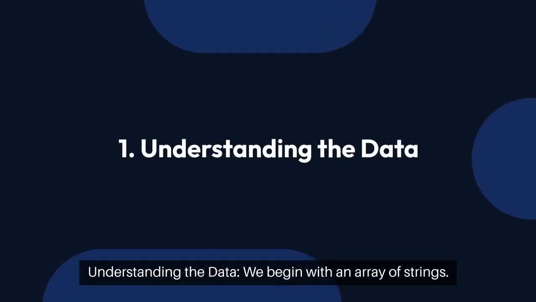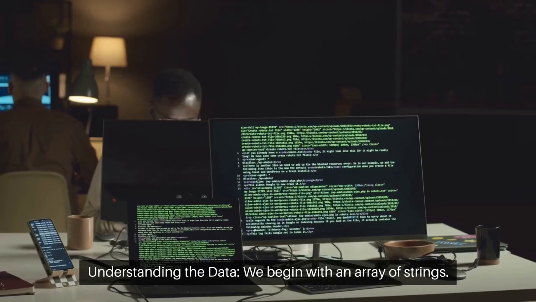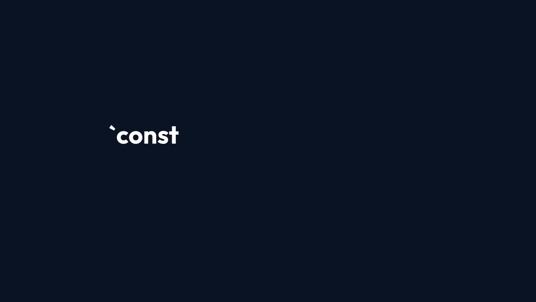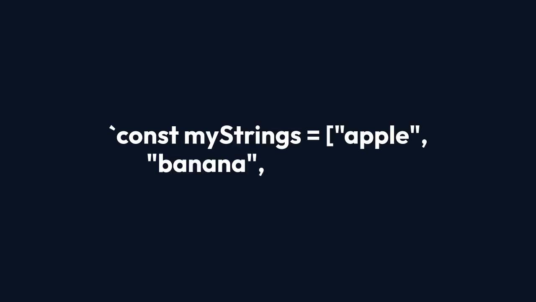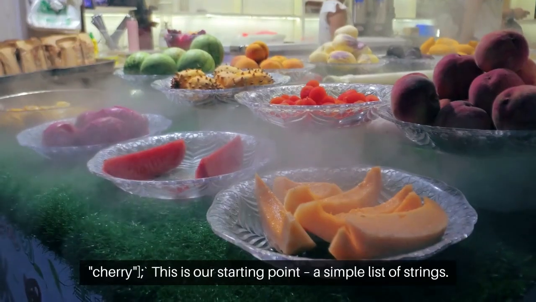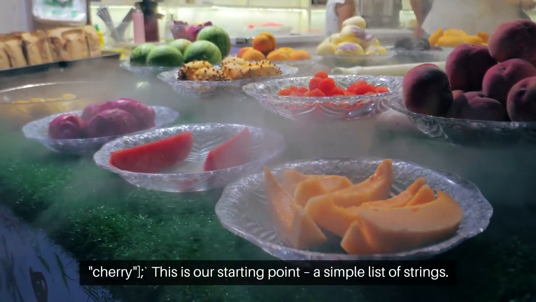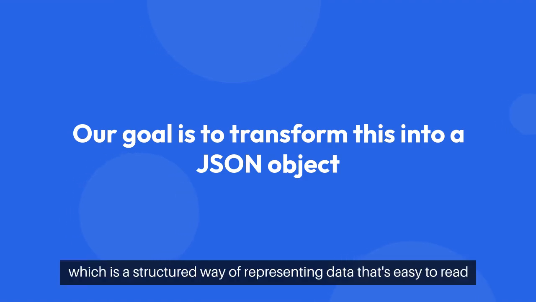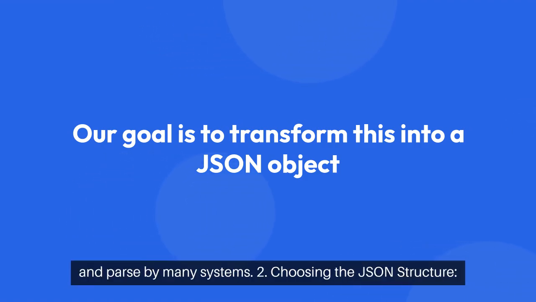1. Understanding the data. We begin with an array of strings. Let's say we have an array like this: const myStrings = ["apple", "banana", "cherry"]. This is our starting point, a simple list of strings. Our goal is to transform this into a JSON object, which is a structured way of representing data that's easy to read and parse by many systems.